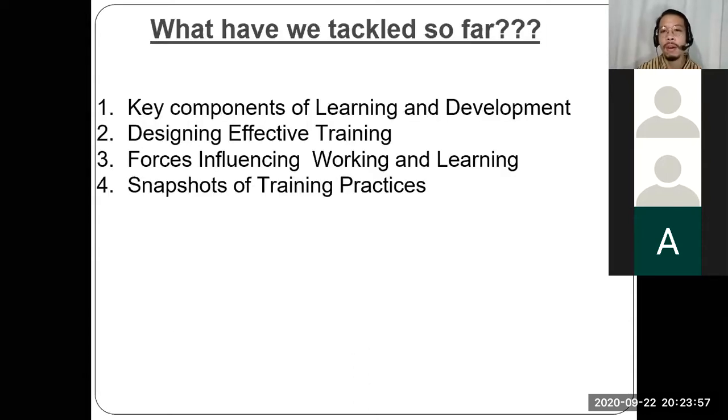So what we have tackled so far, on the first slide, the key components of learning and development. What are the forces that influence business and why do we need to conduct training? That is to have higher profit, higher goals for companies. And outside the diagram, there are forces that help guide us on how we put training and development. Of course, we also discussed how to design an effective training, the ASI model, you can recall that. And of course, the forces that influence working and learning, which you can discuss during the breakout rooms. And lastly, the snapshots of training practices.